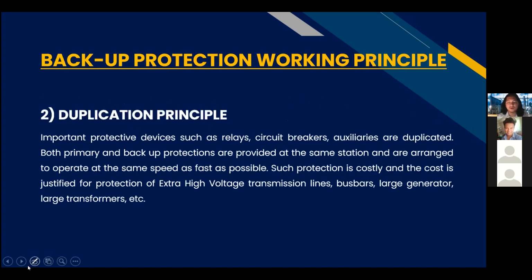The next principle, or way in which backup protection works, is by duplication. Duplication principle: important protective devices such as relays, circuit breakers, and auxiliaries are duplicated. Both primary and backup protections are provided at the same station and are arranged to operate at the same speed, as fast as possible. Such protection is costly and the cost is justified for protection of extra high voltage transmission lines, bus bars, large generators, large transformers, etc.